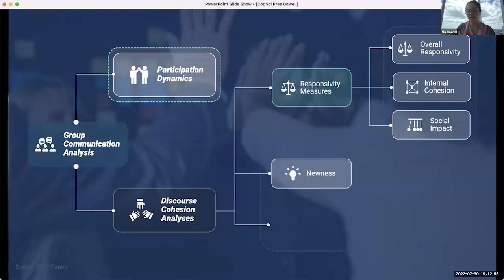And then the remaining 2 measures right now come out of the team science literature, where we have a measure of newness. And this is getting at the idea of a famous known thing in team environments, that people tend to share information that's known to everyone instead of information that they uniquely bring to the table.